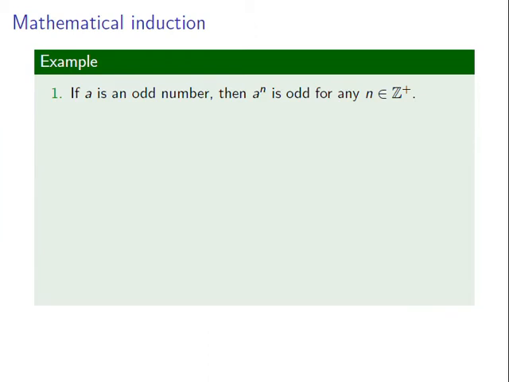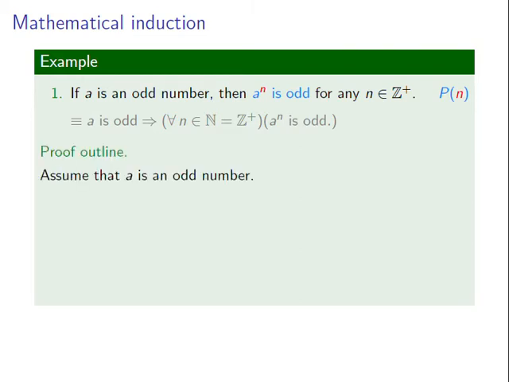As an example, consider the claim: if a is an odd number, then a raised to n is odd for any positive integer n. This is a conditional sentence with antecedent a is odd, and consequent for any positive integer n, a raised to n is odd. Let P of n be the predicate a raised to n is odd. We begin by assuming that a is an odd number. Our goal is to show that for any positive integer n, a raised to n is odd. We do this by induction on n.